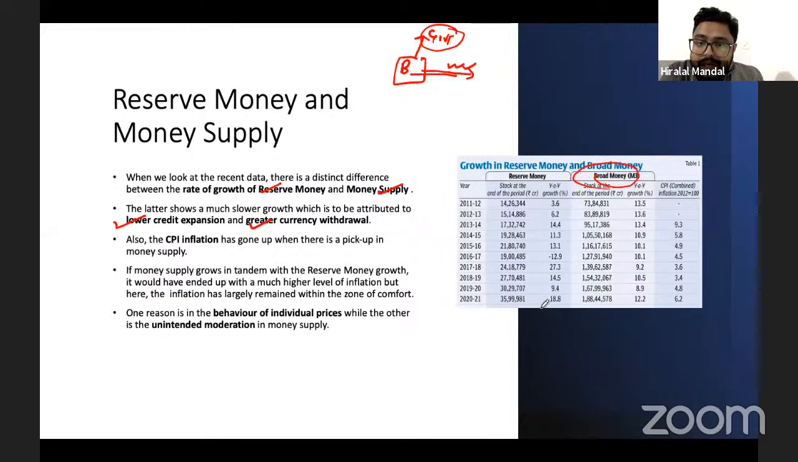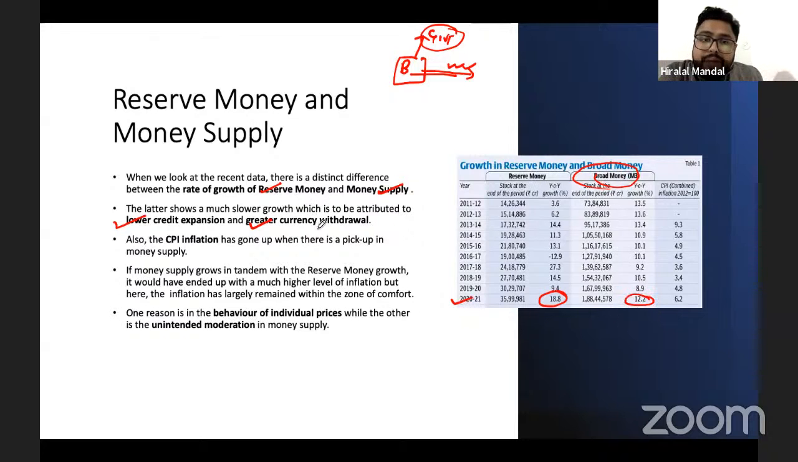Now look at the data here. The year-on-year growth of reserve money is 18.8% in the year 2021, whereas the growth of broad money is merely 12.2%.